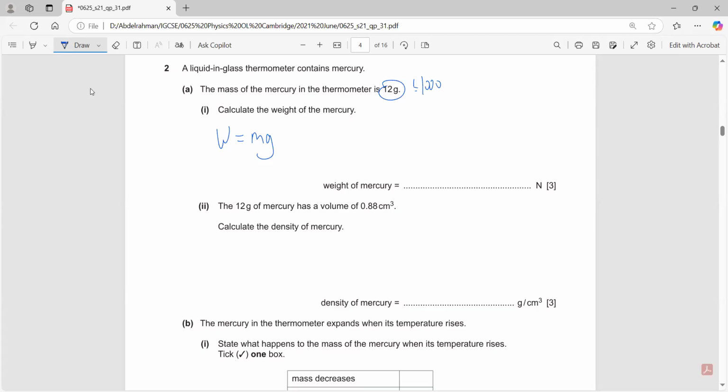So 12 divided by 1000 is 0.012. This is the mass, 0.012 kilograms, times g, which is 9.8. I know this is an old exam. The g was 10 back in the day, but for now it's 9.8. Let's calculate it. 0.012 times 9.8 is 0.1176.